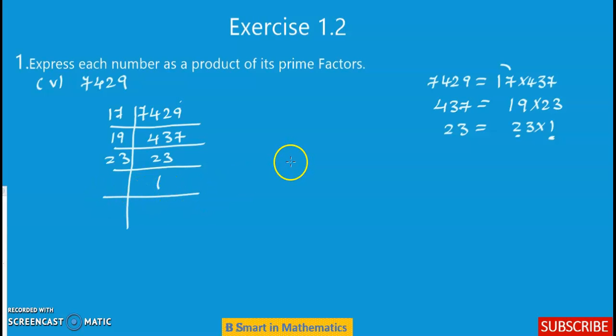Finally, we got 1. What are the prime factors involved here? 17, 19, 23. So 7429 can be written as 17 into 19 into 23. So the prime factorization of 7429 is 17 into 19 into 23.